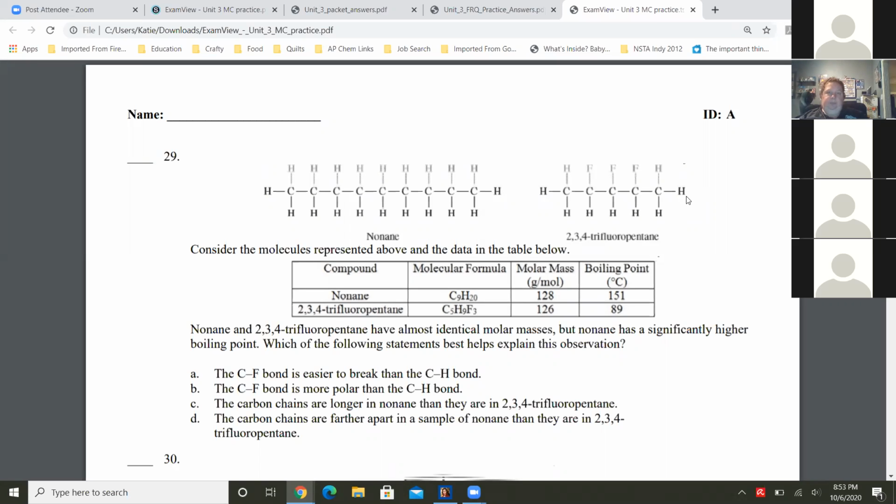So something with a hydrogen bond would have more surface area than something with just that? We really only worry about the surface area for London dispersion forces. Okay. Because hydrogen bonding is going to blow London dispersion forces out of the water in terms of strength.